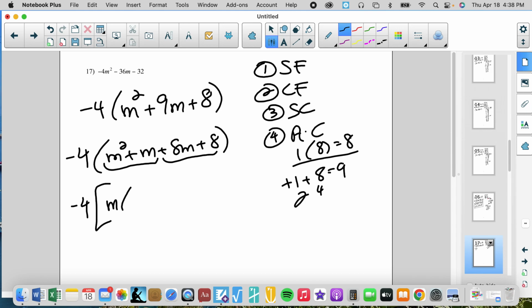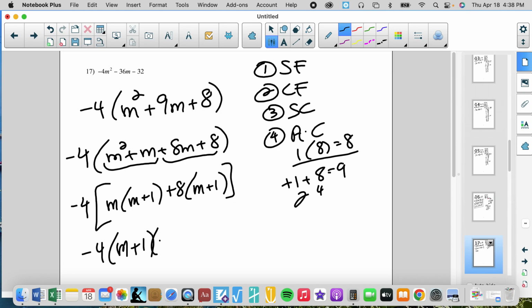We're going to factor out an m. That leaves us with m plus 1. We're going to factor out an 8. That's m plus 1. We get -4 times the quantity m plus 1 times the quantity m plus 8.